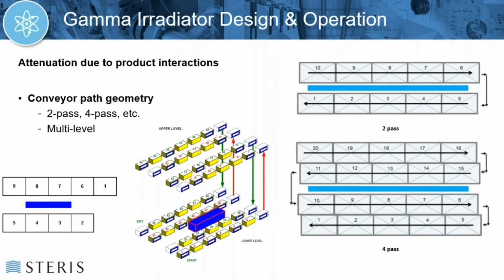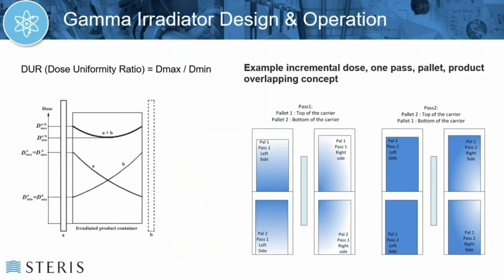So as you can see, depending on the complexity of the irradiator path, there are a lot of shielding effects that must be considered. Density from customer product, or even partially loaded carriers or empty carriers. There are different ways to reduce the dose uniformity ratio, or DUR, in a product container. That's just the max dose divided by the min dose. That's a measure of how tight your dose range is, or how tight your processing is.